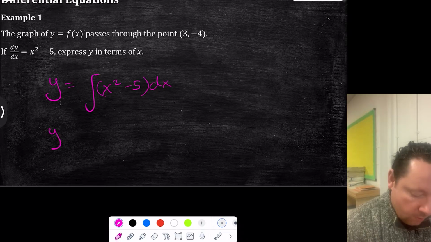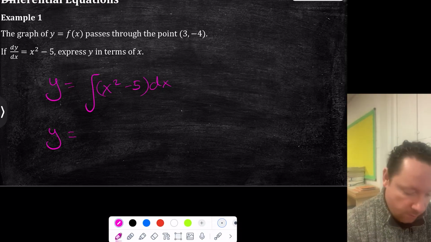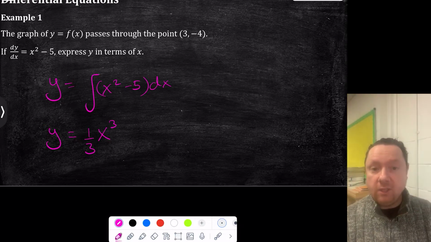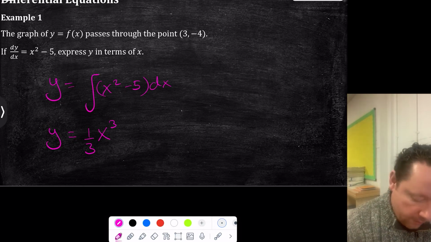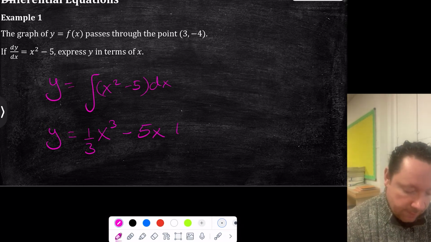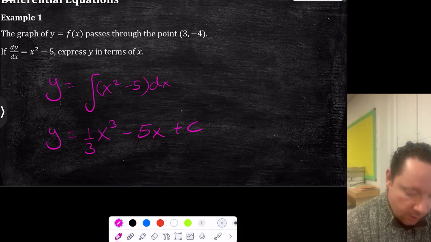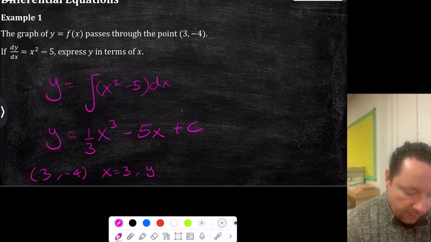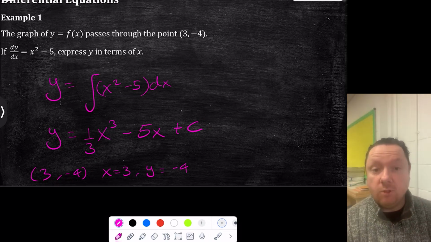So y equals, add 1 to the power, divide by the new power. So x cubed, and that's a third. 5 is a constant, so that goes to 5x. So minus 5x. But then there's no limits on the integral, so it's plus c. And now we use our initial condition. We have got 3, minus 4. So that means that when x equals 3, y equals minus 4, so we can just substitute that in.